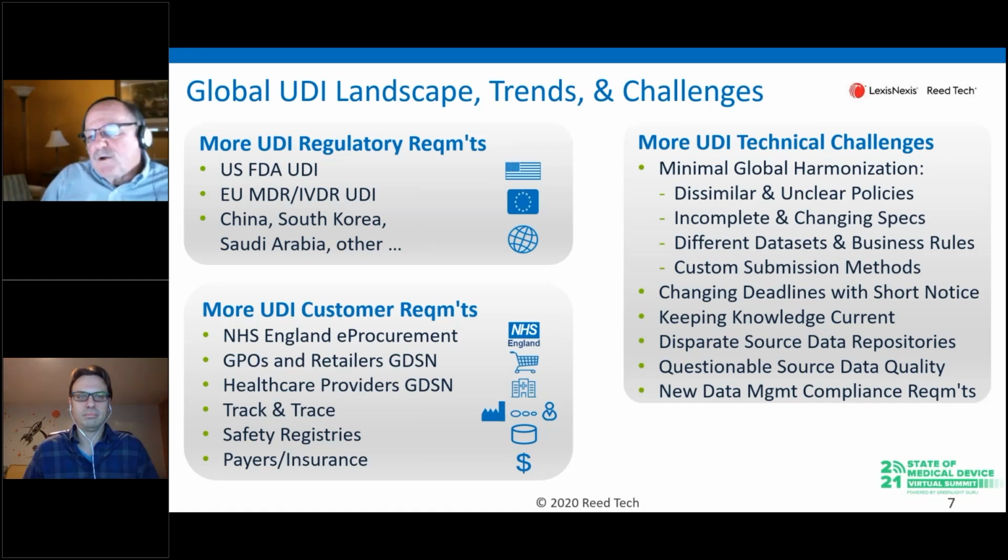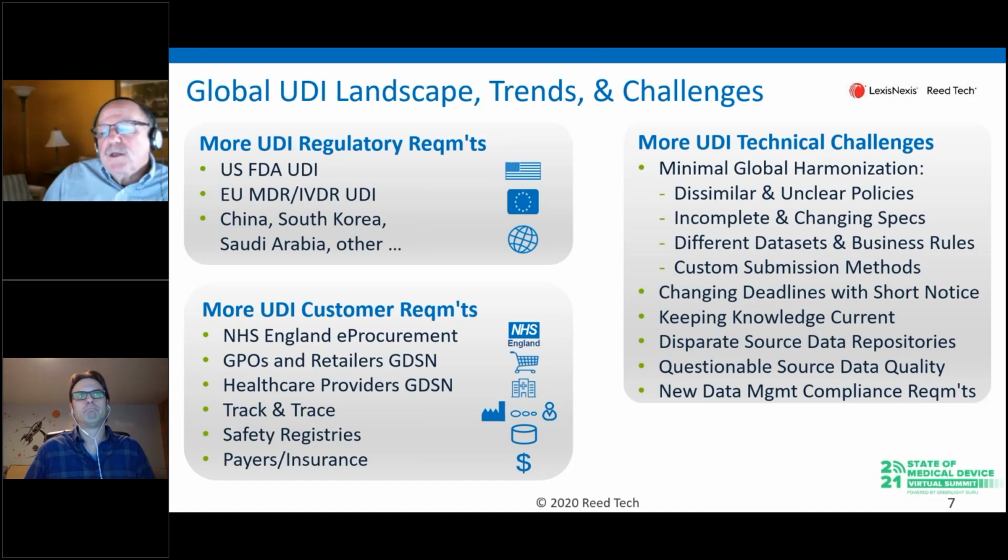And John and I have seen over the years that there's dissimilar and unclear policies when you jump from health authority to health authority. In some cases, they're incomplete and changing specs. There's certainly different data sets. So we have seen this where there might be some common attributes about your product, but for the most part, there's a number of regional elements that go into that data set, and each has their own control vocabulary.